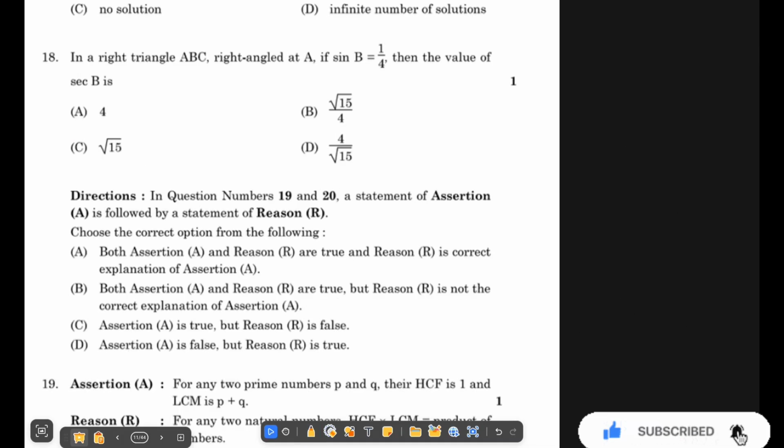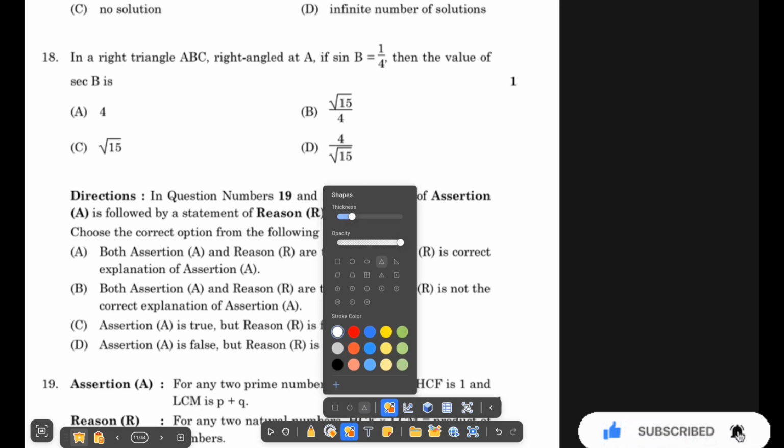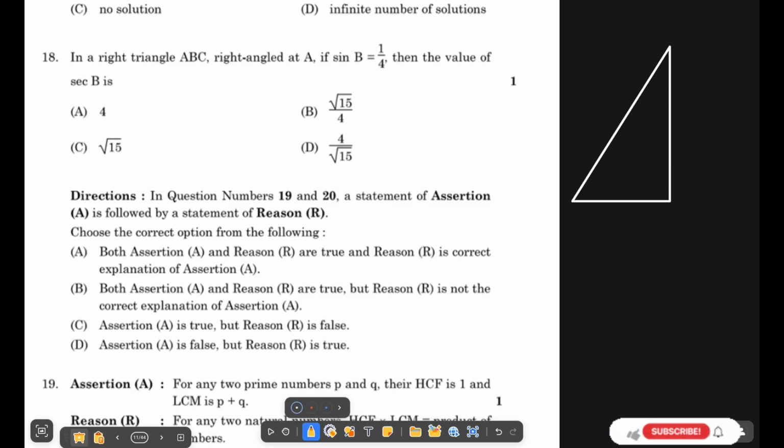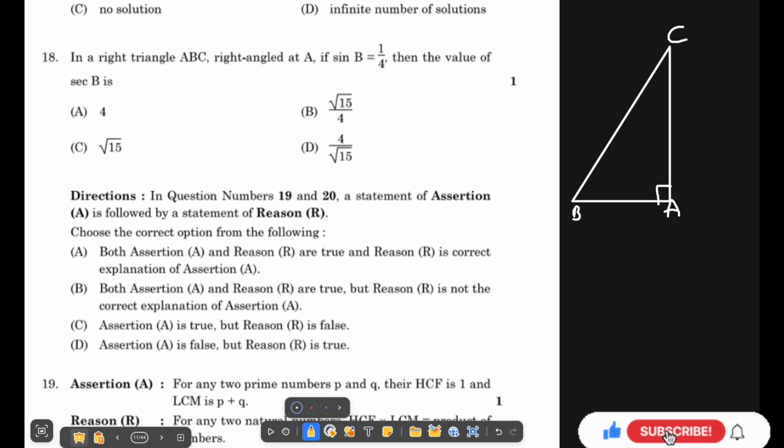Now 18th question is: in a right angle triangle ABC, right angle at A. So let's draw a right angle triangle ABC, right angle at A. If sin B is 1 by 4, we have to find the value of sec B.